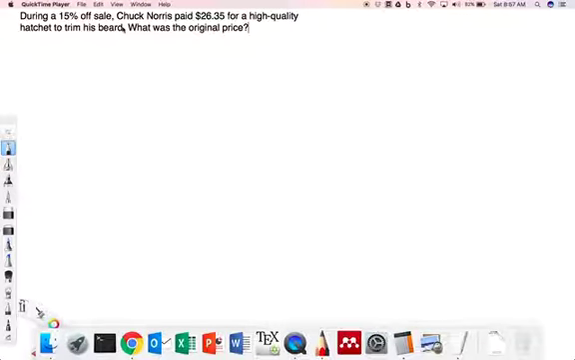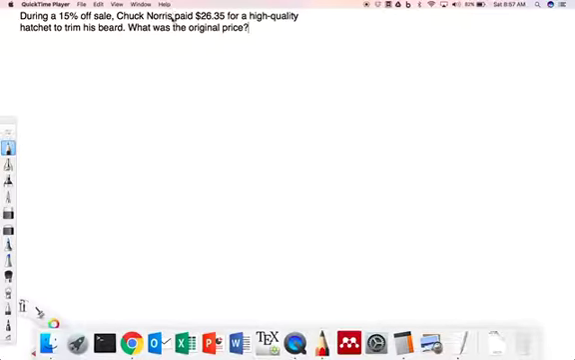Howdy. I wanted to do a percent change problem for you so that you had an example to work from. So good problem solvers always read the problem many times. What have we got here? During a 15% off sale, Chuck Norris paid $26.35 for a high quality hatchet to trim his beard. What was the original price?